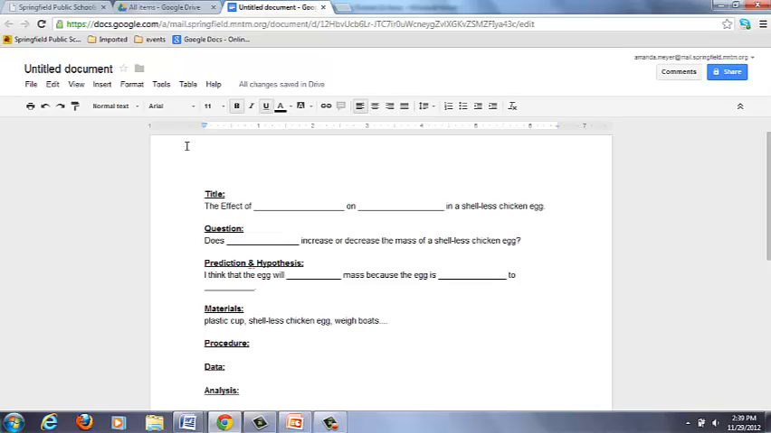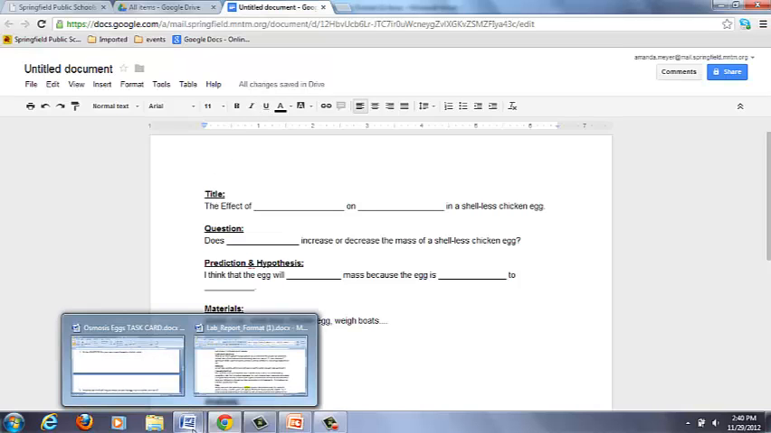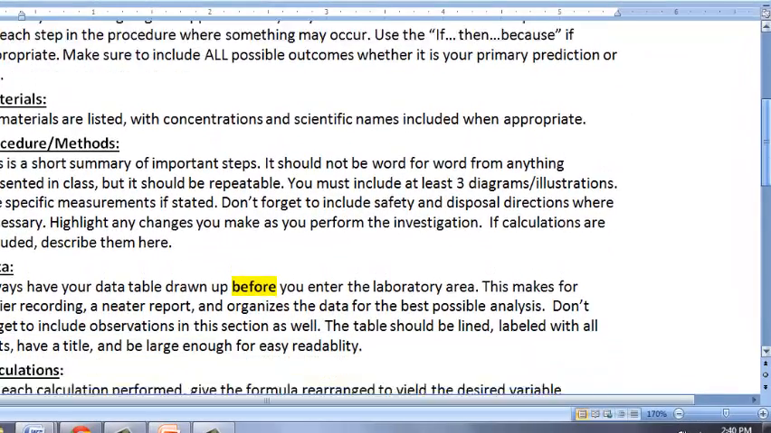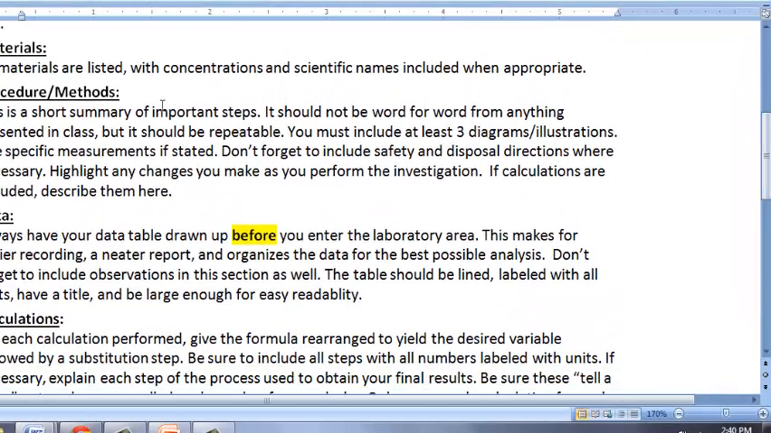Next, the procedure. And this is where I find a lot of students struggle, is describing what they've done. And again, remember, this is only for part B of your experiment. So you don't need to talk about the corn syrup and you don't need to talk about the water. You're only going to talk about your particular solution that you did. So it's going to be a short summary of the important steps.